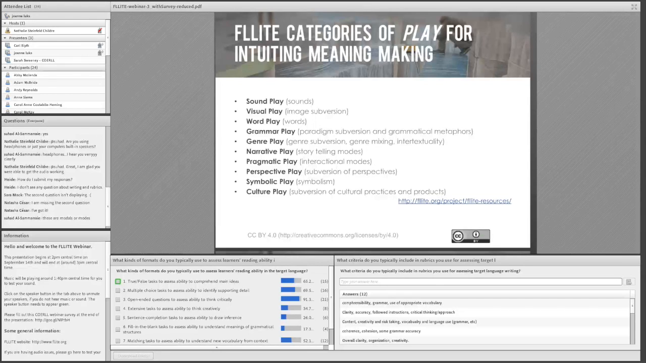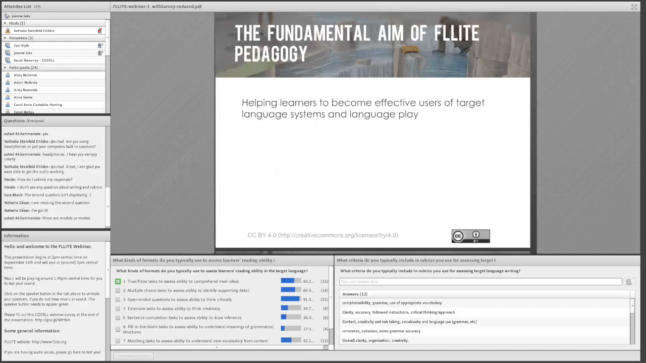the most fundamental aim of FLLITE pedagogy is helping learners to become effective users of target language systems and language play. So I'm going to repeat that, okay? The fundamental aim of FLLITE pedagogy is helping learners to become effective users of target language systems and language play.